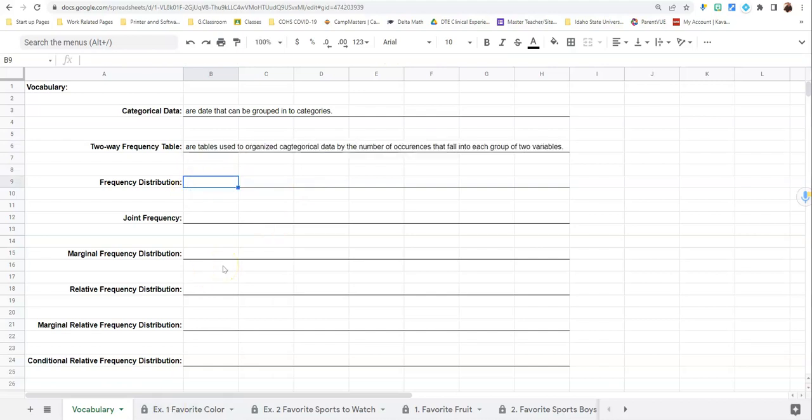Frequency distribution displays the frequency for categorical data in a two-way table.